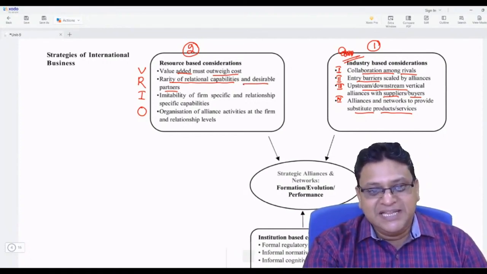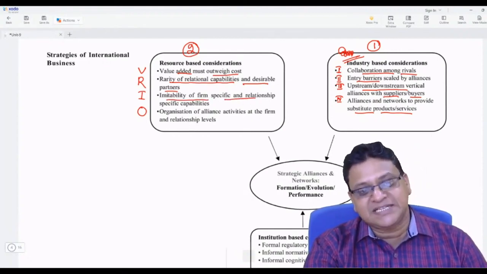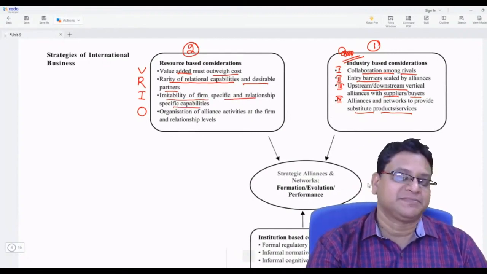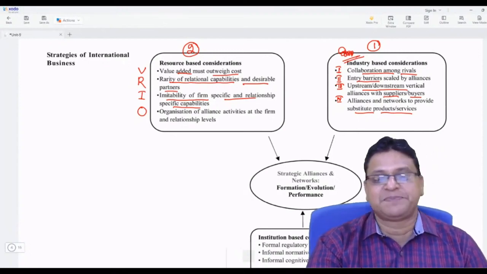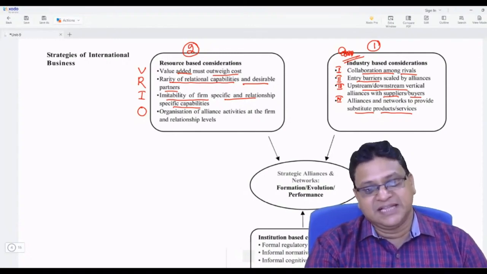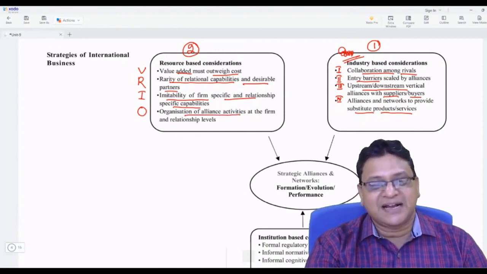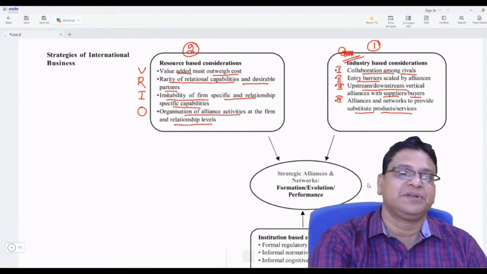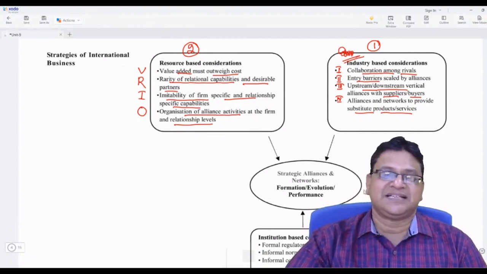I means immutability of firm-specific and relation-specific capabilities. Firm-specific capabilities and relationship-specific capabilities sometimes force an alliance. Then O means organization of alliance activities at firm and relationship level also influence what is a strategic alliance.